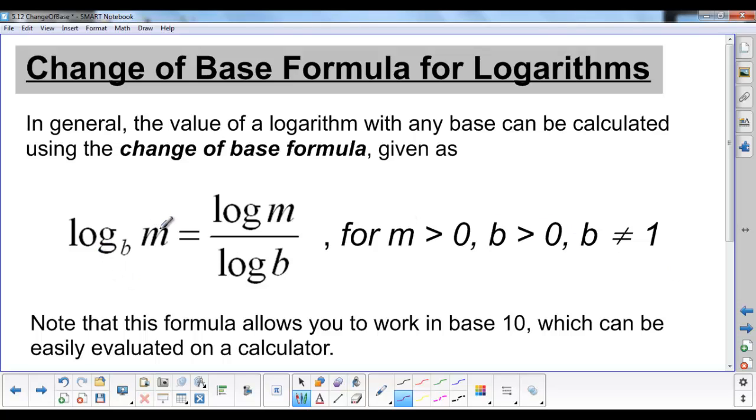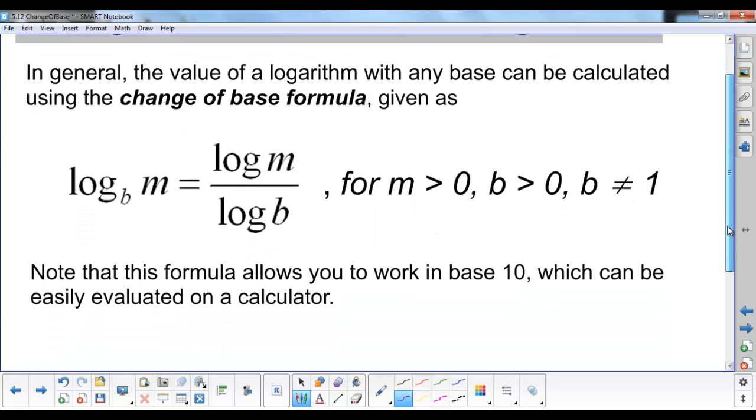Whenever you have some logarithm that you want to evaluate, but you can't do it directly in your calculator, then basically what happens is the log of your argument divided by the log of your base will actually give you the answer. So this will work with calculators that only work in base 10.